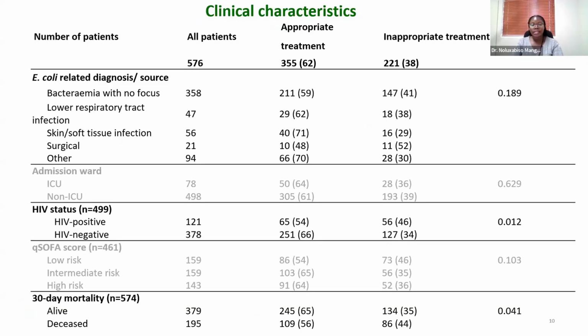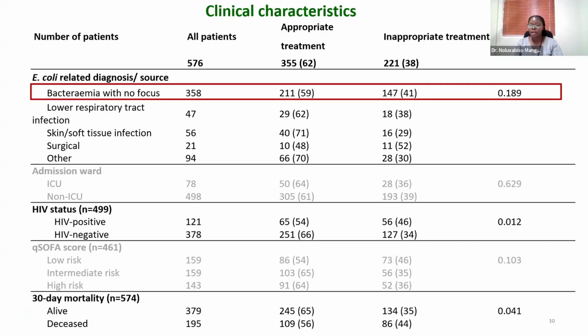And when we're looking at the clinical characteristics, bacteremia with no focus was the most common E. coli-related diagnosis. And among these patients, 59% received appropriate treatment therapy, with no significant differences between the treatment groups.